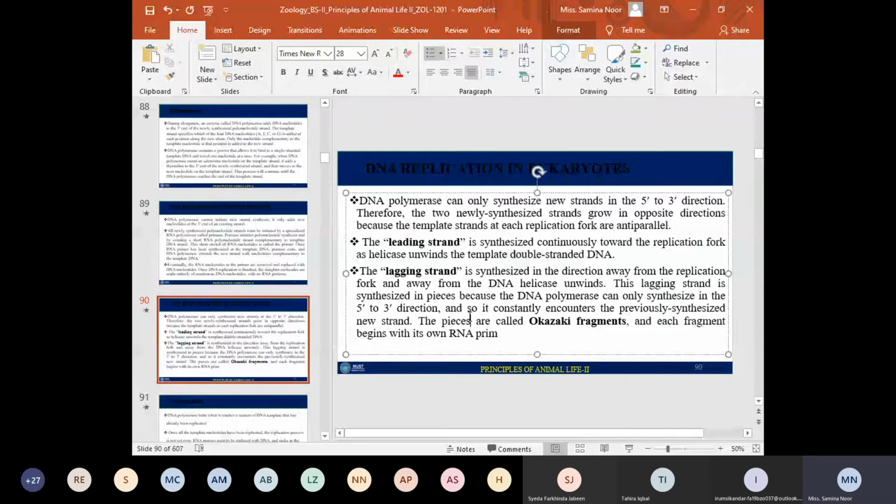These fragments are about 100 to 200 nucleotides long in eukaryotes. So the length of such Okazaki fragments in the case of the lagging strand is about 100 to 200 nucleotides per fragment.